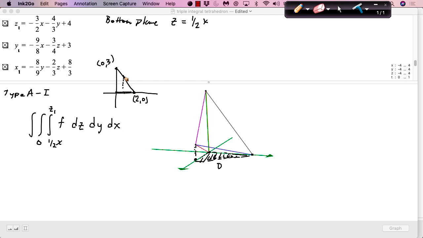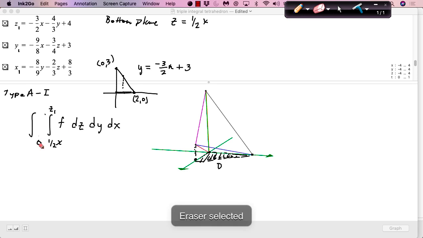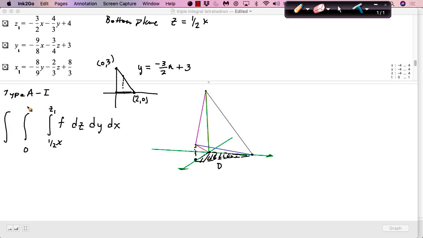we have to write this function. This is y equals, is that negative 3 halves x plus 3? Is that right? Plug in 2, you get 0. Plug in 0, you get 3. Yeah. So we're going to go from 0 to negative 3 halves x plus 3. And then?